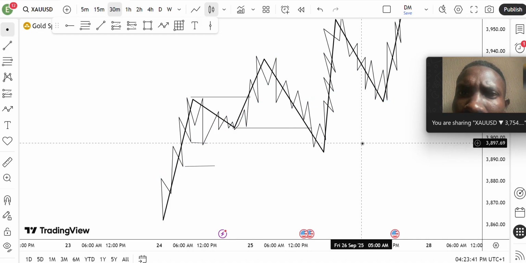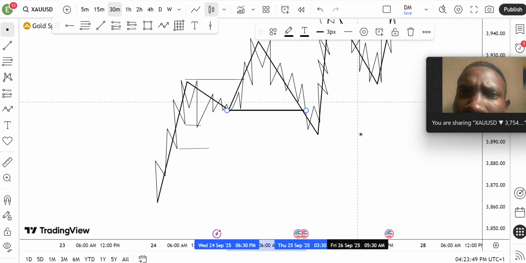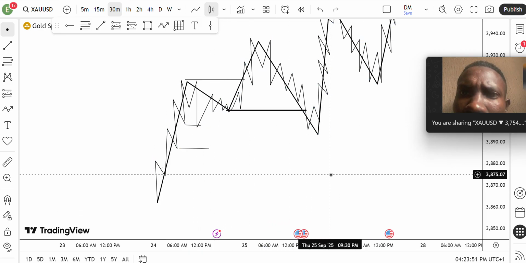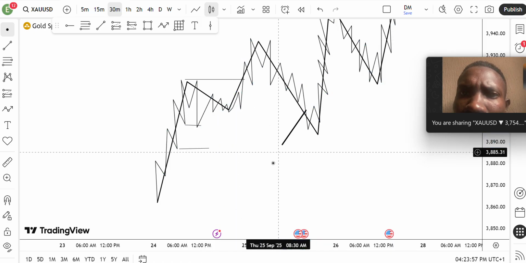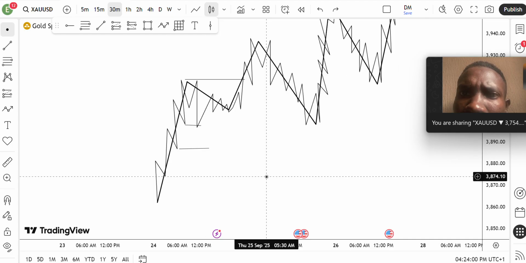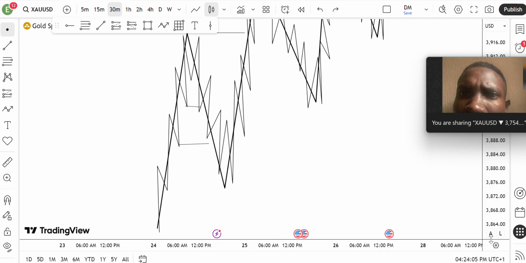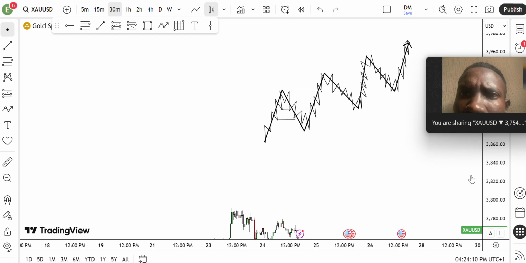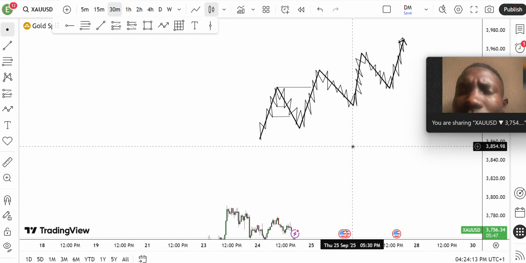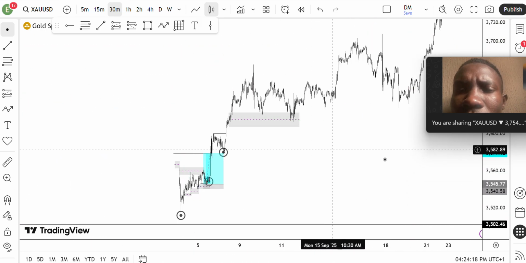If internal liquidity is not taken, it will cause an imbalance. And so that is why this one was taken. Price should have moved like this, but it didn't. So that was why we did that. So that's just the major concept of imbalance. If you see it on lower time frames or other examples, you see what I'm talking about.